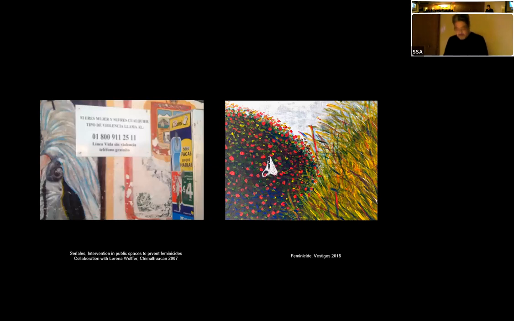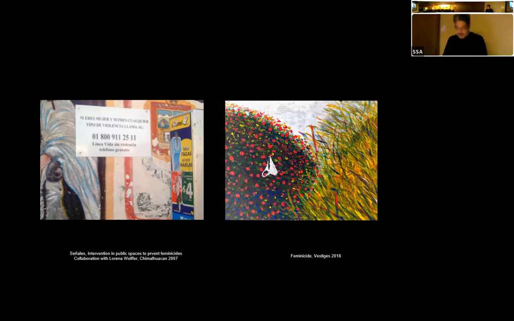Femicides are probably the deepest evidence of how the social contract is lost. In 2007, I did an intervention in public spaces named Signals at the Chimalhuacán municipality, in collaboration with the artist and activist Lorena Wolfer. We left a board with information on gender violence in the place where a femicide happened. Eleven femicides were institutionally accepted, but in that time there were 10 more femicides according to media reports.